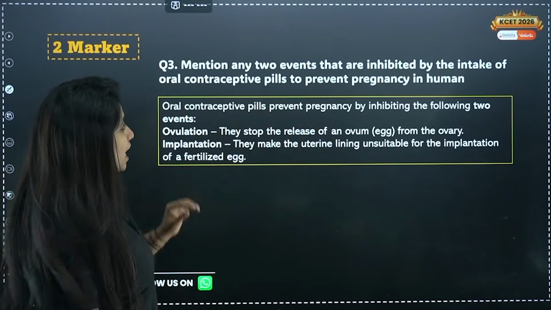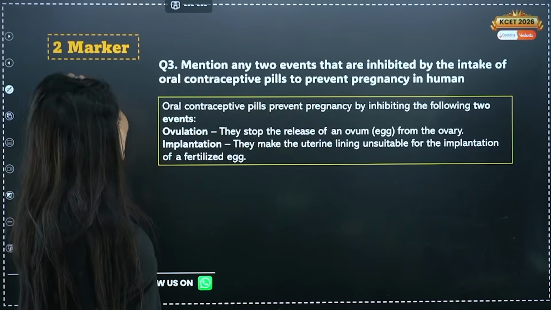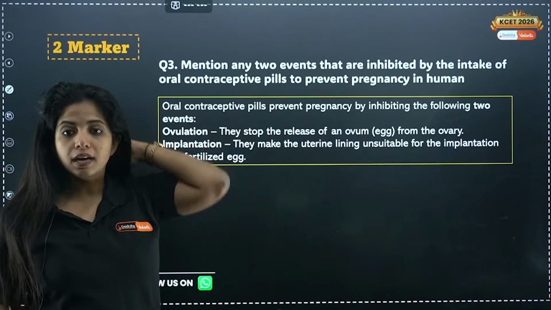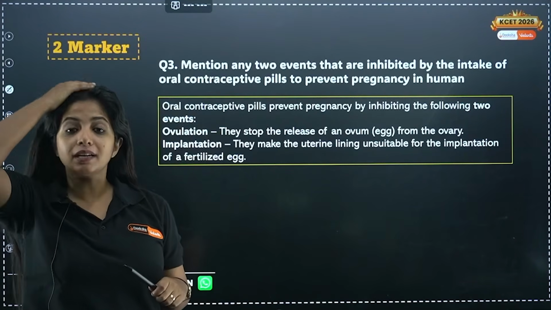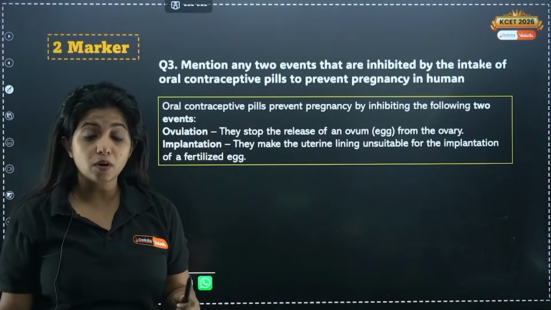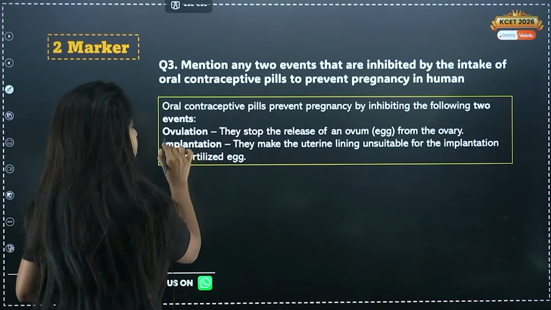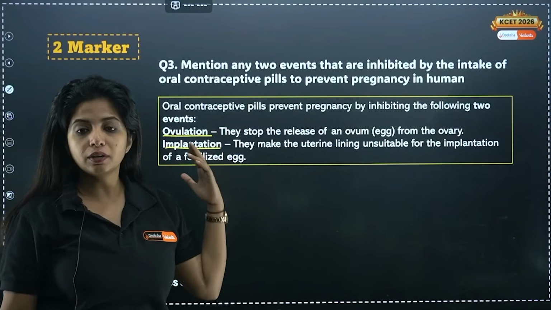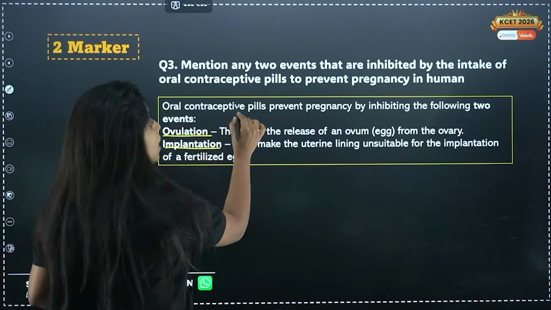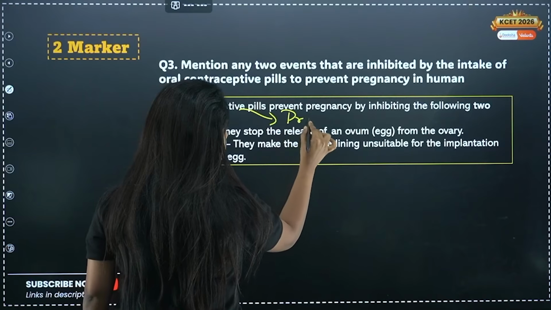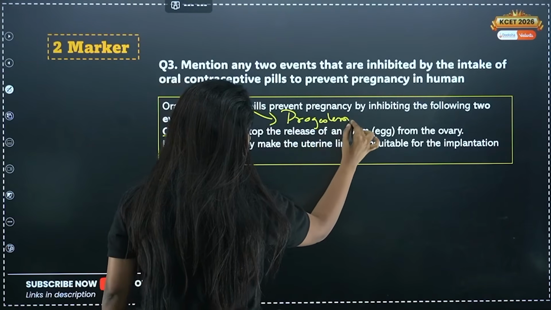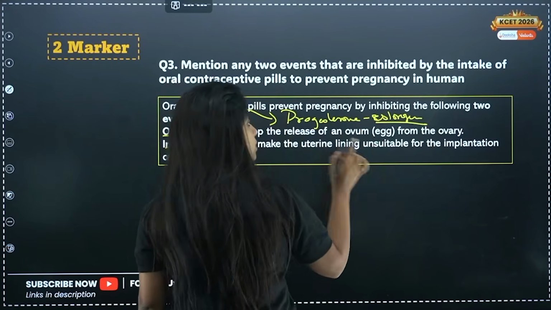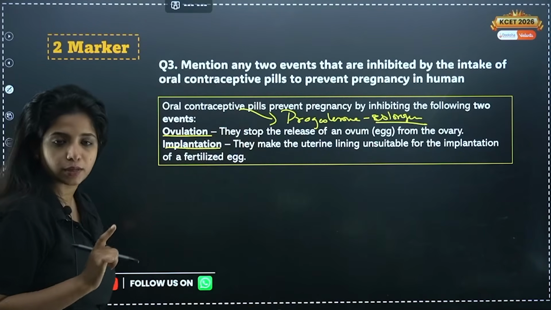Okay. Now mention any two events that are inhibited by the intake of oral contraceptive pills to prevent pregnancy in humans. When we take oral contraceptive pills, I told you, it's either ovulation or implantation that is being affected. Because while you're taking oral contraceptive pills, you need to write it. You have a combination of either progesterone and estrogen, or individually you are giving these hormones, which causes hormonal imbalance, which causes these troubles.